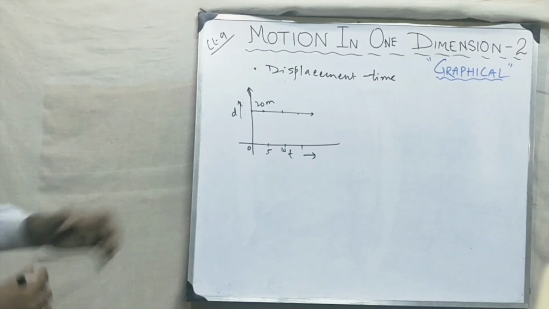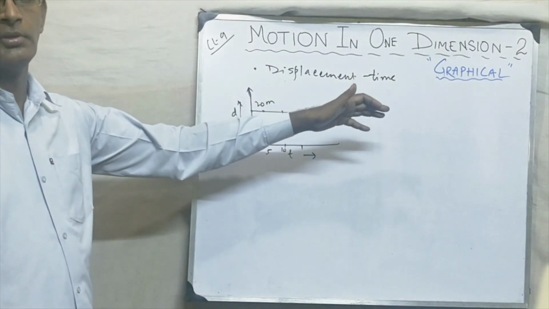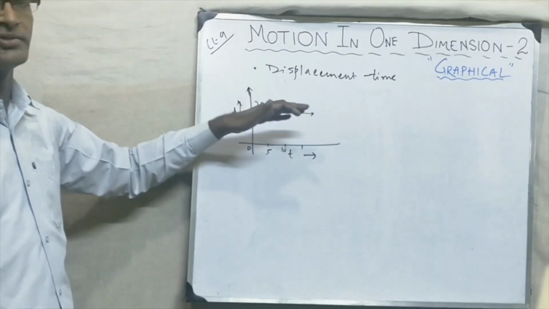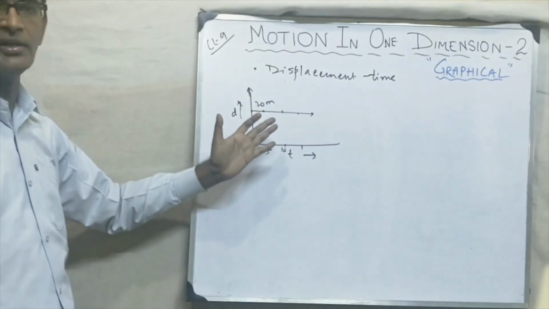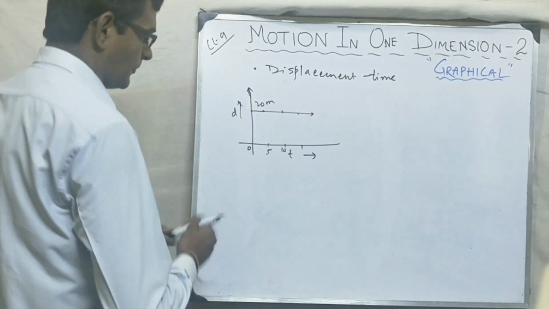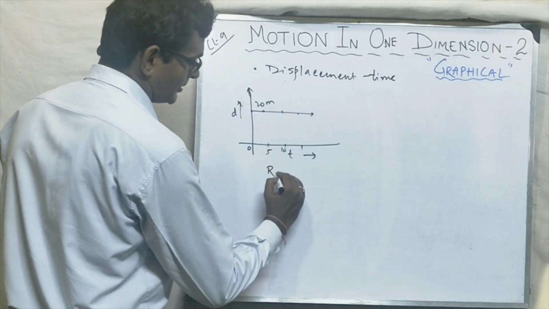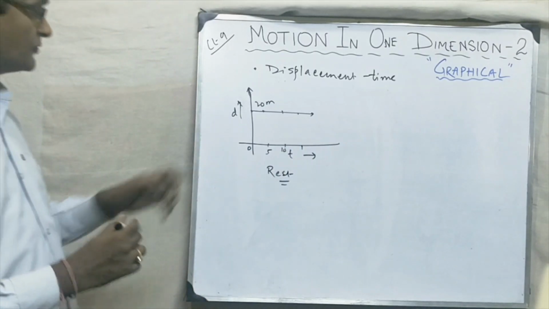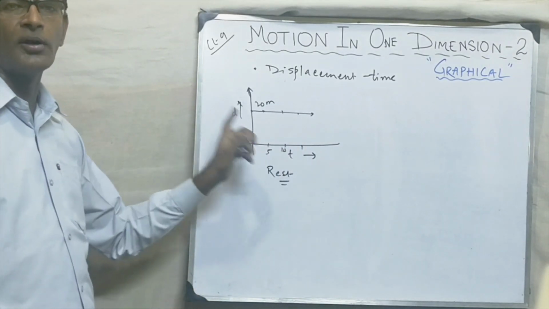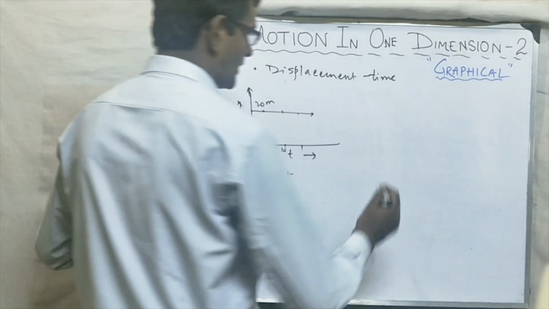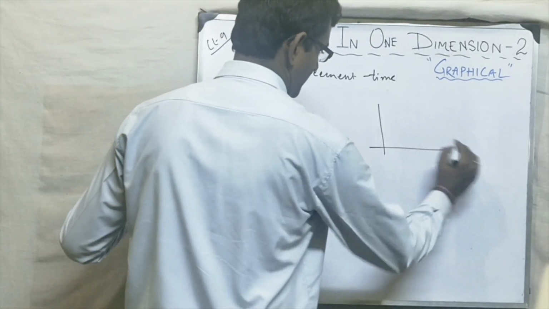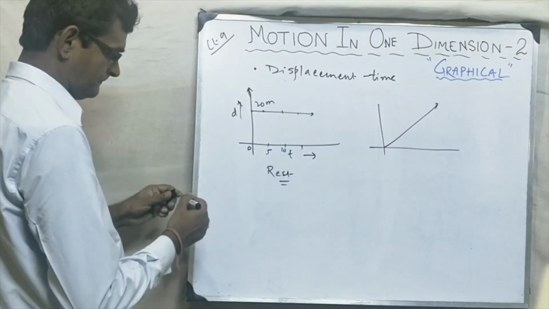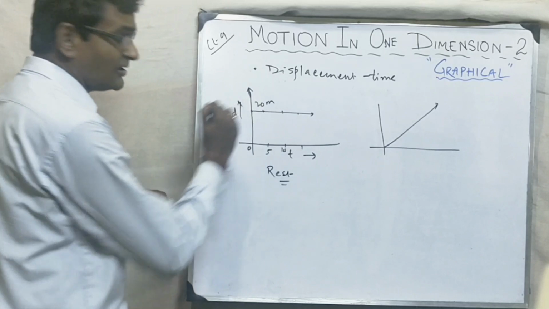It means the displacement is not changing, the position is not changing. If the position is not changing, it means the body is at rest. So if you see the graph this way, the body is at rest. Please draw this graph in the copy. One thing more: the body is at rest.